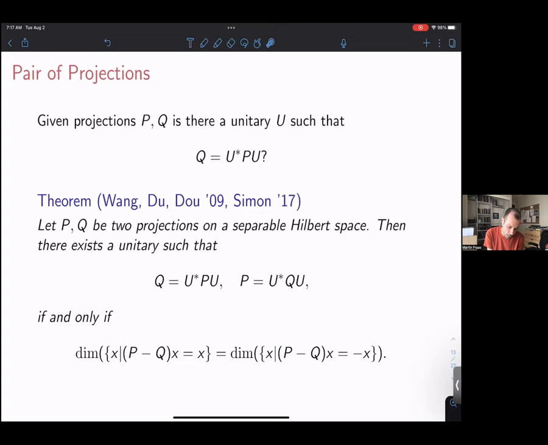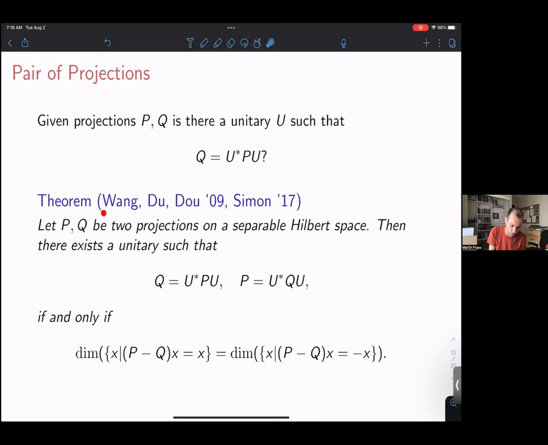In finite dimension, you can understand what is the obstruction. In finite dimension, the obstruction is the dimension of the range of these projections. If they have different rank, then there can't exist a unitary that would move one to the other because such a unitary preserves rank. Maybe it's more complicated once you have infinite dimensions. But there is actually a lovely theorem that gives you if and only if conditions, exactly telling you what you need to check to see whether such a unitary exists.